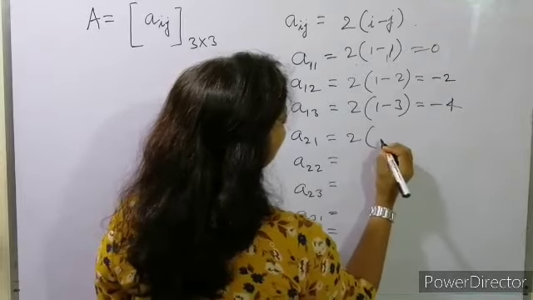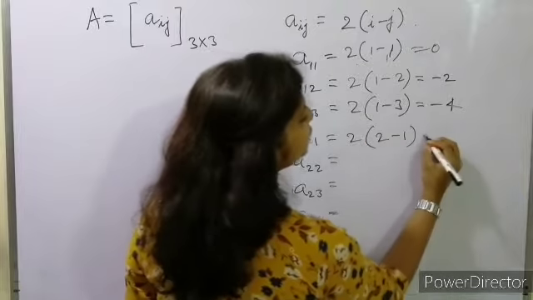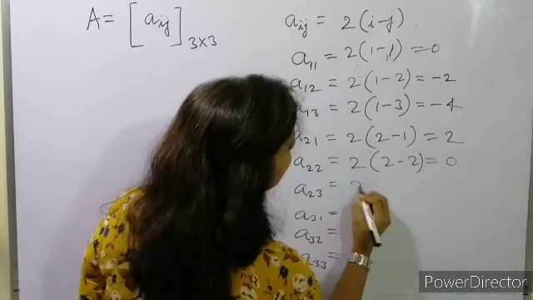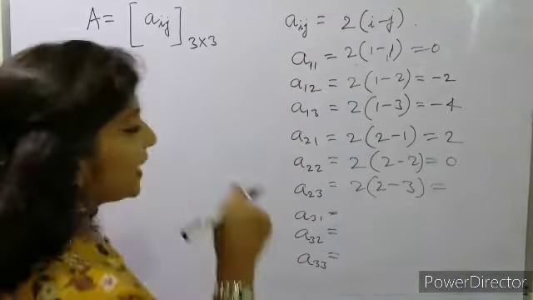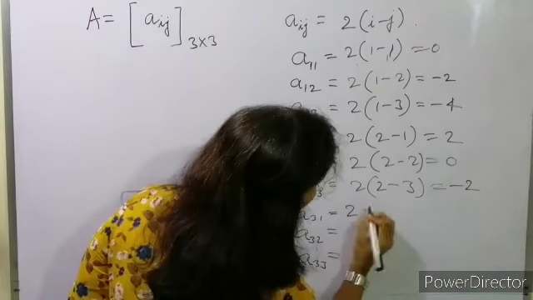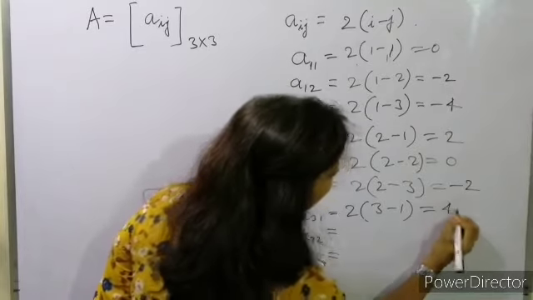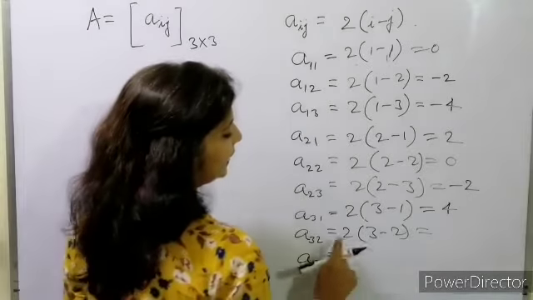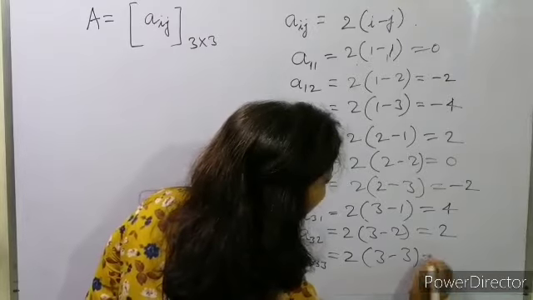Now A21, 2 into 2 minus 1, so 2 minus 1 is 1, 1 into 2 is 2. A22 is 2 into 2 minus 2, 0. A23 is 2 into 2 minus 3, that is minus 1, minus 1 into 2, minus 2. Now A31, 2 into 3 minus 1, 3 minus 1 is 2, 2 into 2 is 4. A32 is 2 into 3 minus 2, 3 minus 2 is 1, and 1 into 2 is 2. A33 is 2 into 3 minus 3, 0.